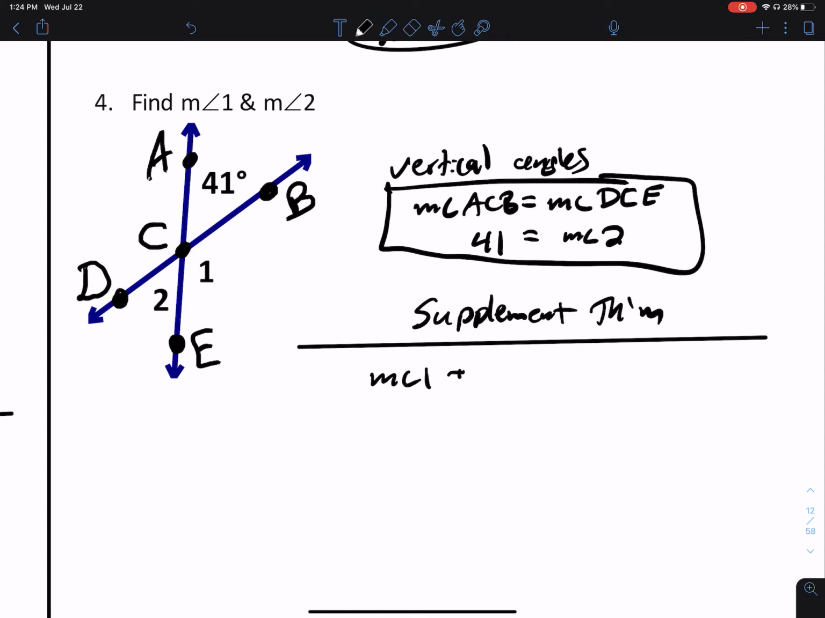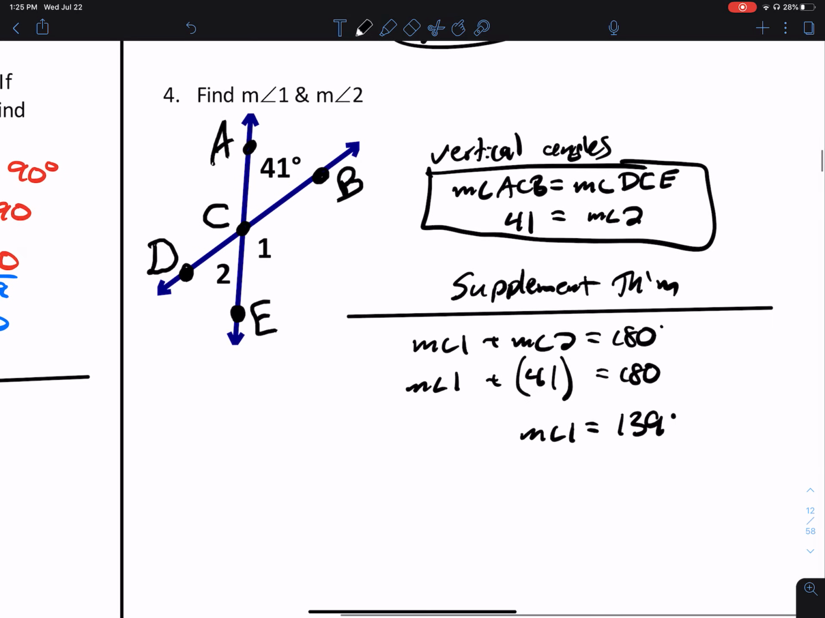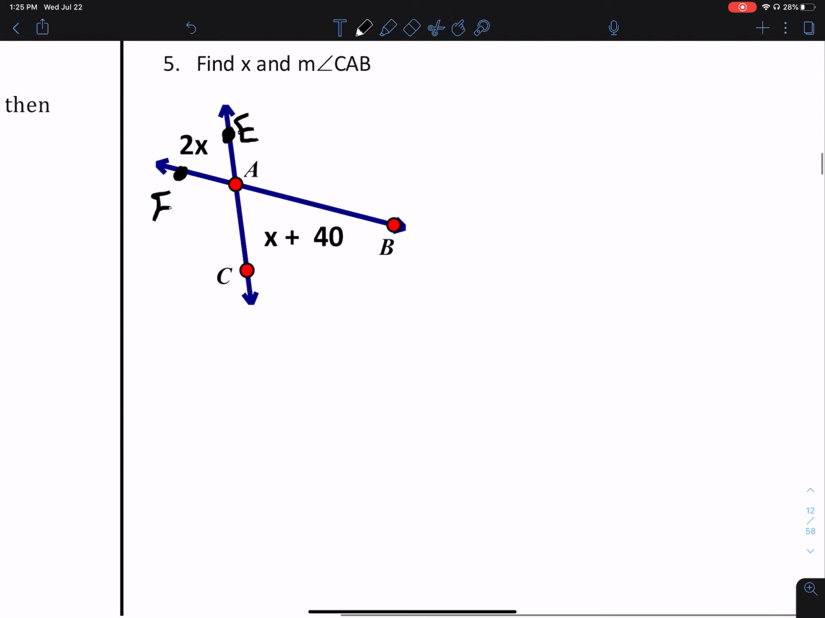And then using the supplement theorem, measure of angle 1 and the measure of angle 2 are supplementary because they form a linear pair. It's a line with a ray coming off of it. Since I know the measure of angle 2 is 41, I can subtract 41 from both sides and get the measure of angle 1 is 139. Answered the question, know what angle 1 and angle 2 are. They're measures.